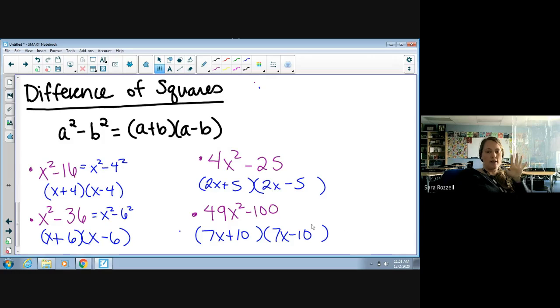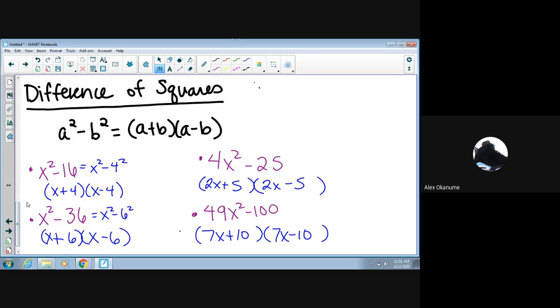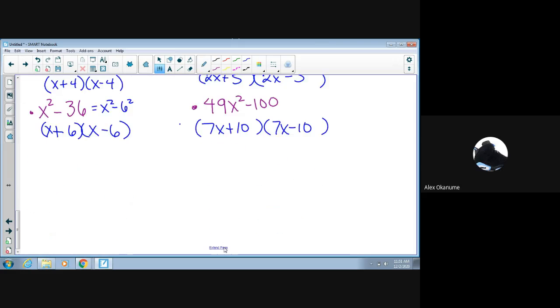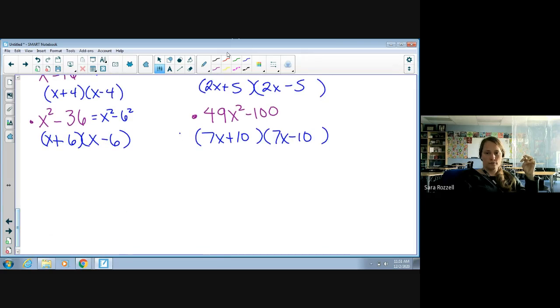Everybody all right with our difference of squares? These are my favorite. I like these. Hold on, let me write this down right quick. Okay. I'll just go right here.